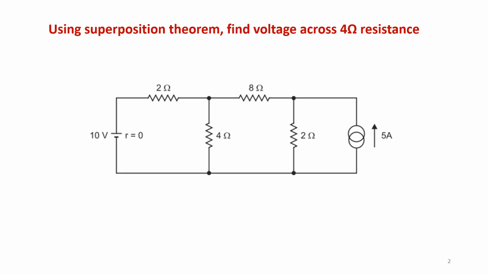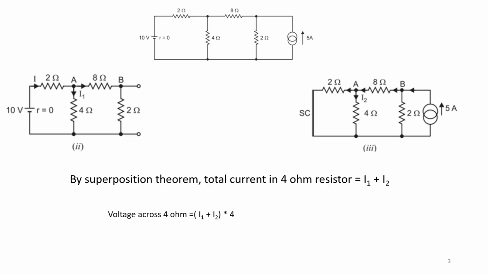So I have chosen a problem, one side a voltage source, the other side a current source, and the question is to find the voltage across the 4 ohm resistance. The 4 ohm resistor is given here. So they are asking here, that means we have to consider first the voltage source, second the current source, and find the current through that. So this is the given question.